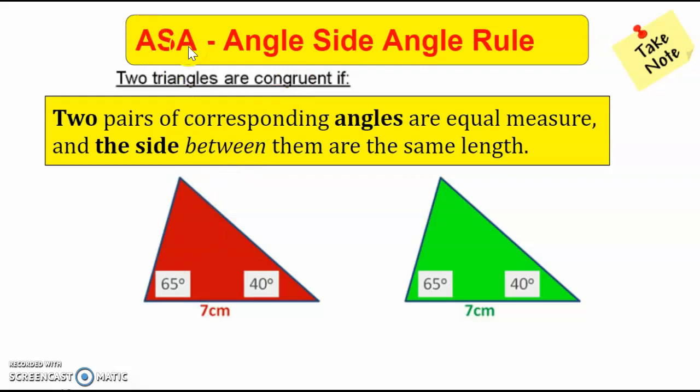We're given two angles, and in between is the side. We're given two pairs of angles that are congruent, and in between is the congruent pair of sides. Okay, so that's why it's angle, side, angle. So two pairs of corresponding angles are equal measure, and the side in between them are the same length.